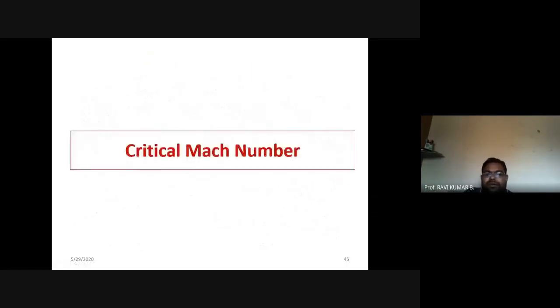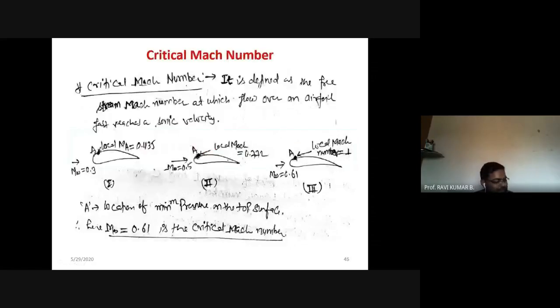Okay, so next is the critical Mach number. The critical Mach number is defined as the free stream Mach number at which the flow over an airfoil first reaches sonic velocity. So it is the value of free stream Mach number at which, when the flow comes into contact with the airfoil, it accelerates very fast to attain sonic speed.